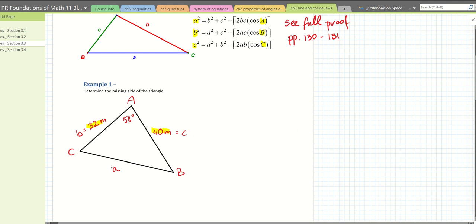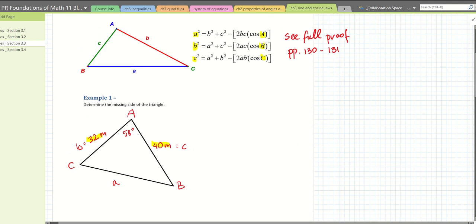So we are missing side a. Because I'm using the same letters a, b, and c, I don't really need to think about how to change the expression to whatever letters the question might have. All I have to do is pick the right side in the formula that's already given. I'm going to rewrite it one more time so I have it in front of me. So it's going to be a squared equals b squared plus c squared minus 2 times b times c times cosine of angle A.